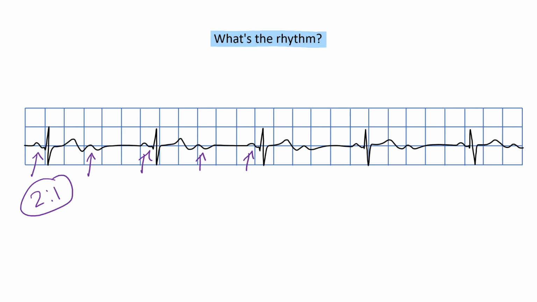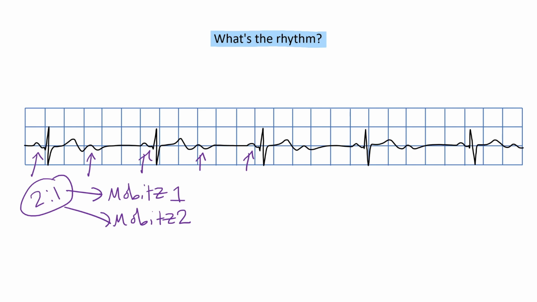Now this is quite a special case because with a 2-to-1, it could be a Mobitz 1 or it can be a Mobitz 2, and we can't really tell the difference between them. And that's because we only have one PR interval per set to determine it. So we don't know whether the PR interval is prolonging or whether it's constant and we're getting drops.